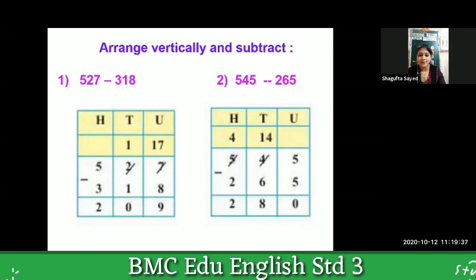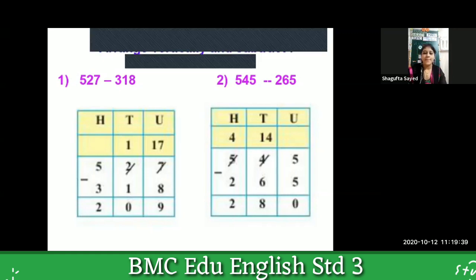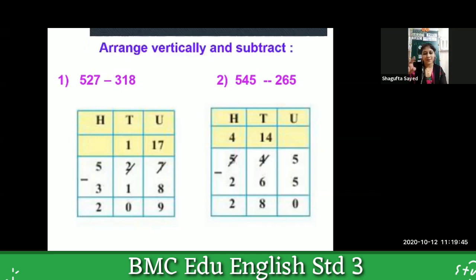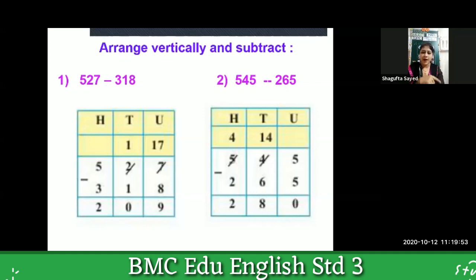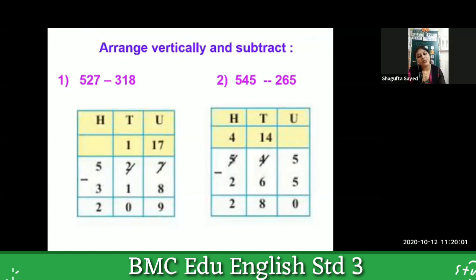Here it is written 545 minus what? 265. So 5 we can minus from 5. 5 minus 5 it becomes 0. But we cannot minus 6 from 4. No. So we have borrowed from 100. That means from 5. It becomes 14. 14 minus 6 is 8. Then 4 minus 2 is 2. So the answer is 280.